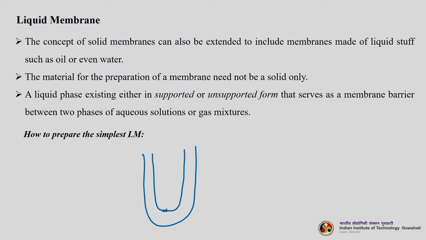You pour your membrane, which is a liquid, either water or oil or any organic solvent, into one of the limbs. Then it will come down and settle here. So, this is your liquid membrane part. Now there is limb 1 here and limb 2 here. In limb 1 you will have your feed, you can pass your feed here, and here you will have an extract phase.